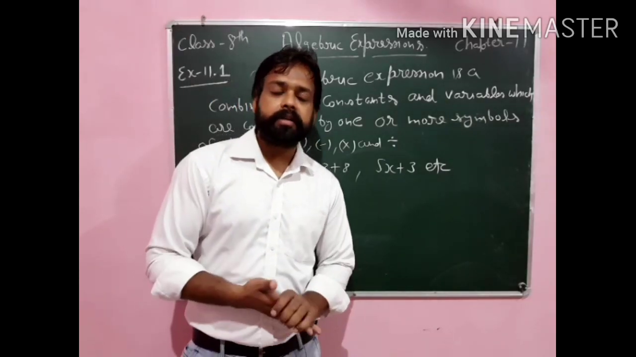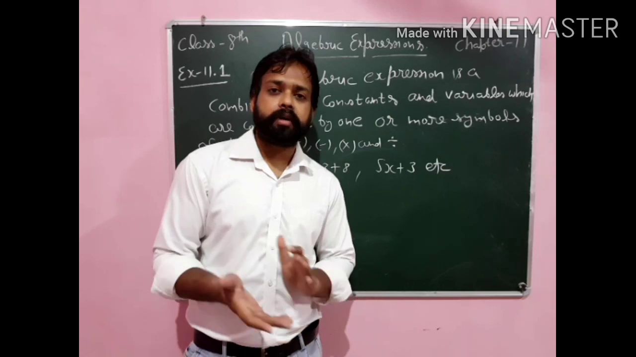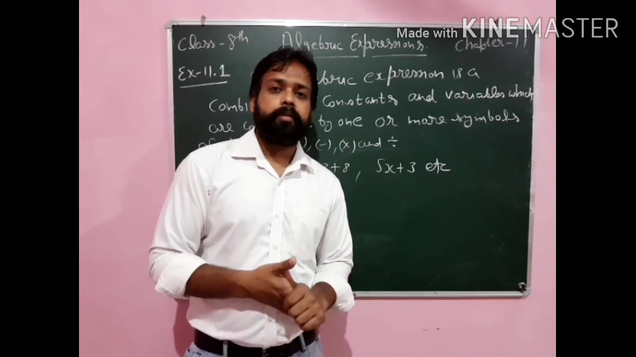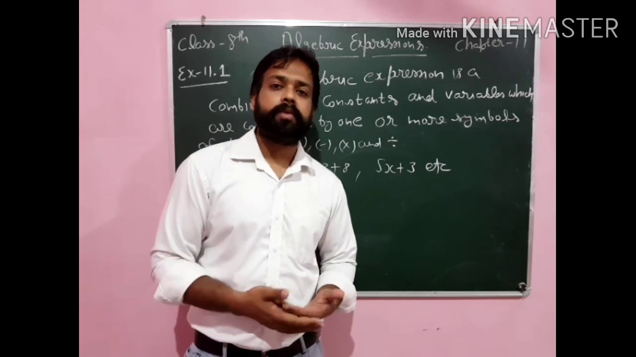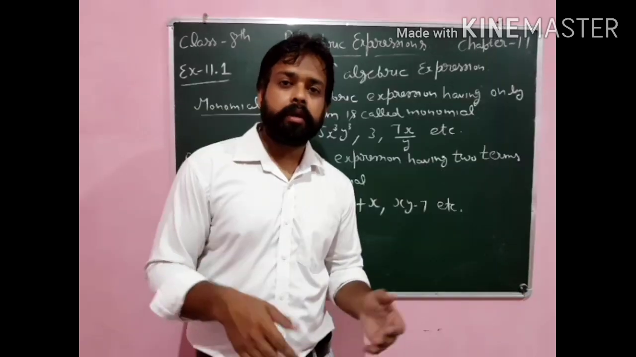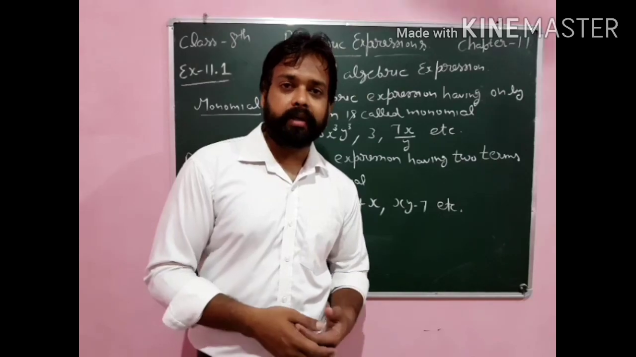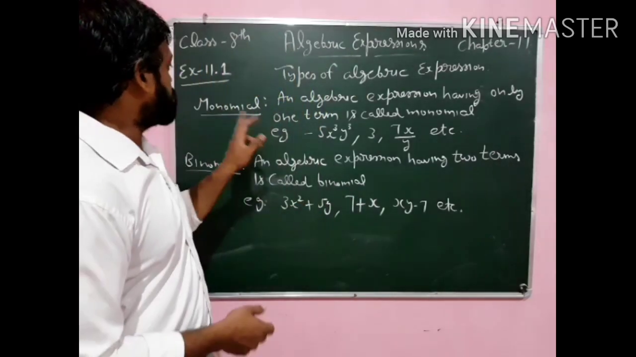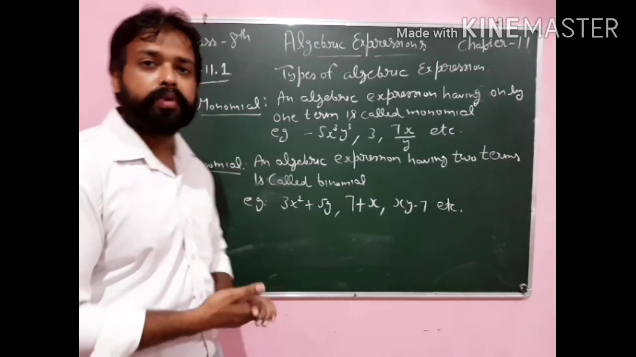Whenever we are writing an algebraic expression, it is always a combination of constants and variables, and there is always an operator sign between them. It can be plus, minus, multiplication or division. Okay, now your next topic is types of algebraic expression. Okay, now the first type is monomial.